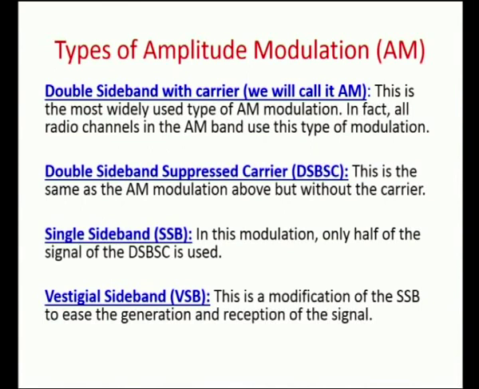Then we have vestigial sideband modulation. This modulation is the same as single sideband, but a part of the other sideband will be added, and that will be called a vestigial sideband. It is a modulation of single sideband. To ease the generation and reception of the signal, we go in for vestigial sideband modulation. So, out of these versions of AM modulation, what we are going to see in the lab is double sideband with carrier, popularly called amplitude modulated signal generation.